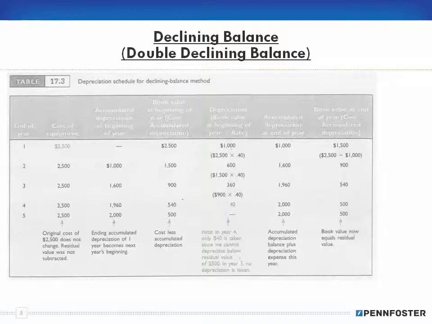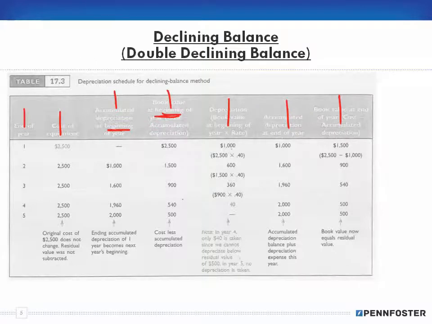Now, declining balance is a deviation from straight line and units of production. Even though our schedule of depreciation is similar, if you look at the other schedules, we had an end of year, a cost, a depreciation amount for the year, an accumulated depreciation, and a book value. For declining balance, we actually have to add a couple of columns: our accumulated depreciation at the beginning of the year and our book value at the beginning of the year.